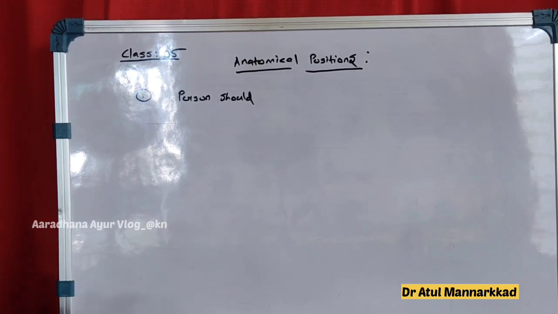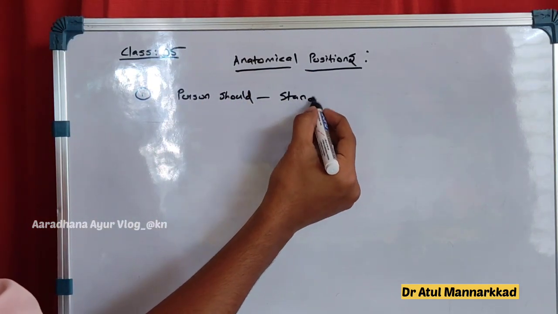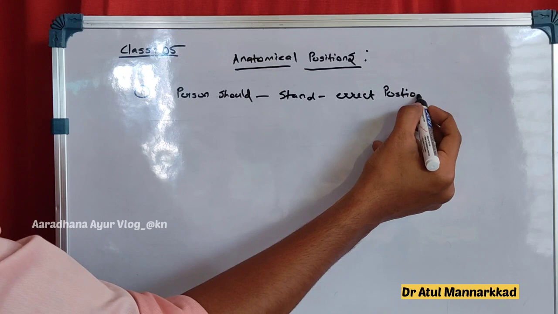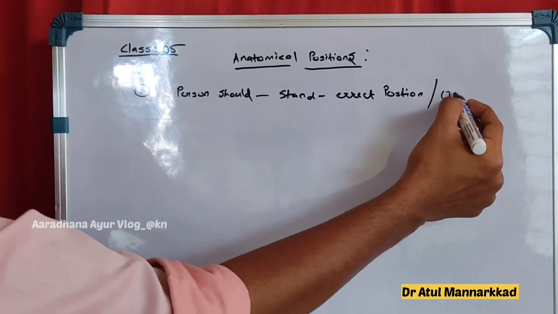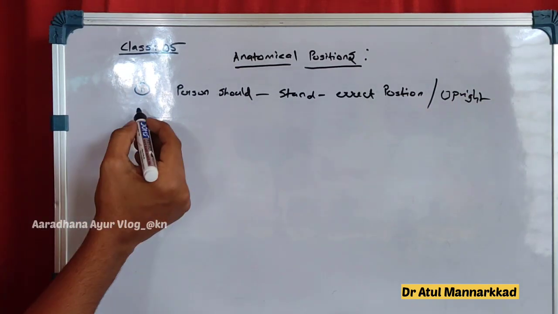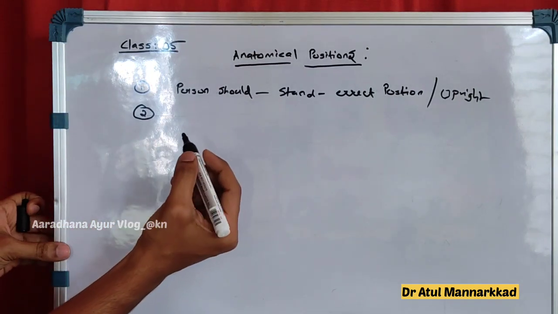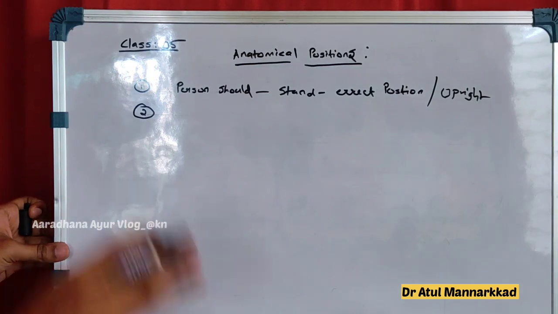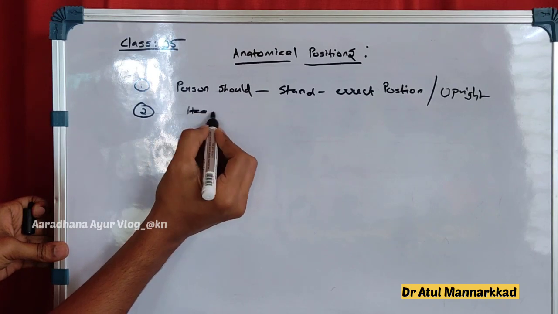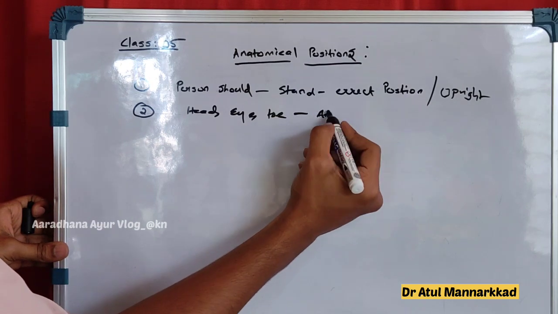The person should stand in the erect position, very important. That is upright position. And how the head, eyes and toes should be? The head, eyes and toes should be directed anteriorly. Head should be anterior, eye should be anterior, as well as toes should be anterior. Head, eye, toe should be directed anteriorly.